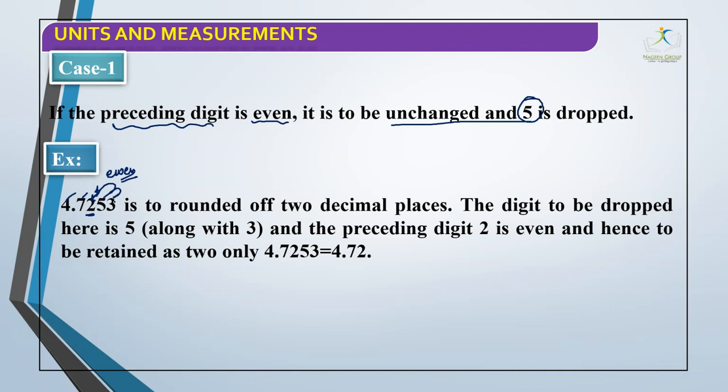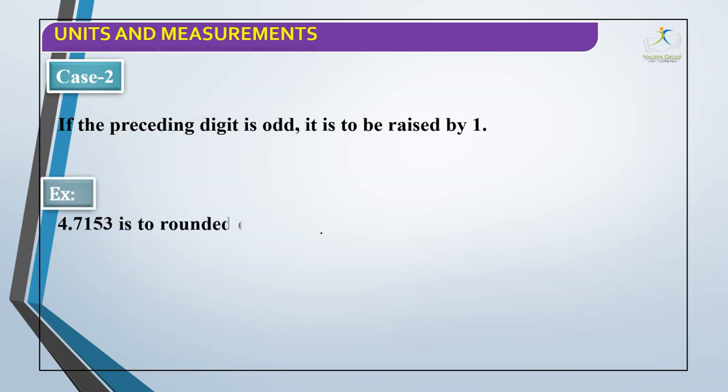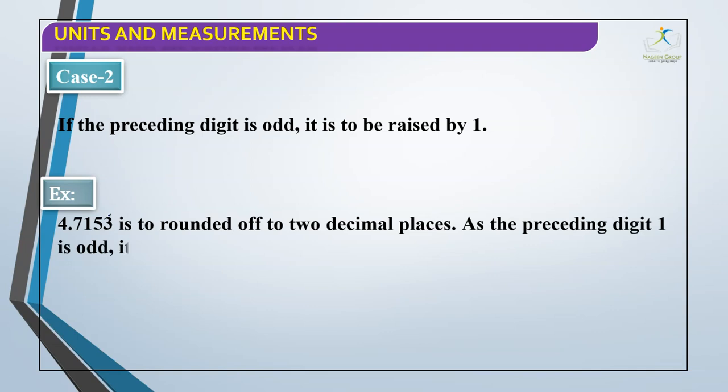So as we saw, 3 is odd, 5 is odd, then we just move on to the 7 part. Now, here is a 5 with the 3, so we're proceeding with the even number. Hence, that's why we are taking 4.72. Case 2: if the preceding digit is odd, then it will be raised by 1. As you can see, 3, then 5, then again 1. After 2 decimal places there is an odd digit and last 5, so we change this value, 1 becomes 2.